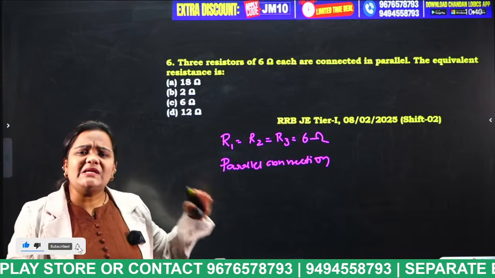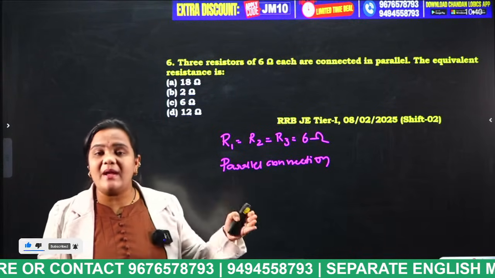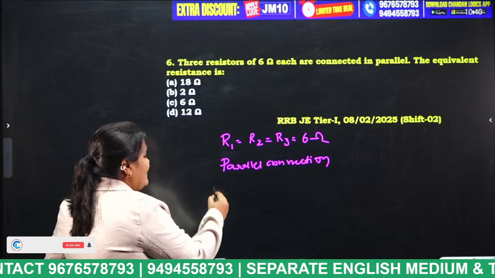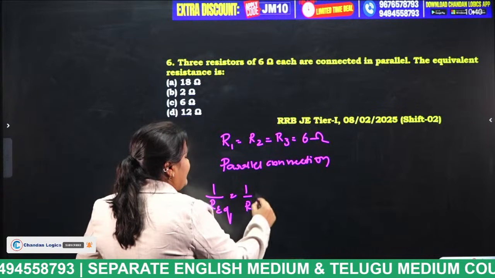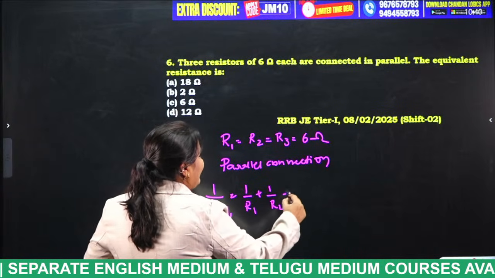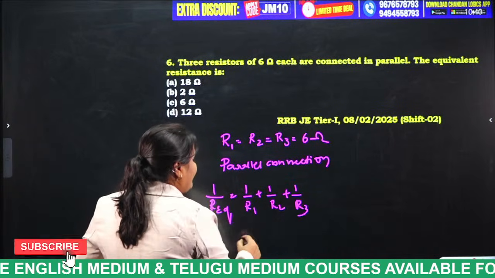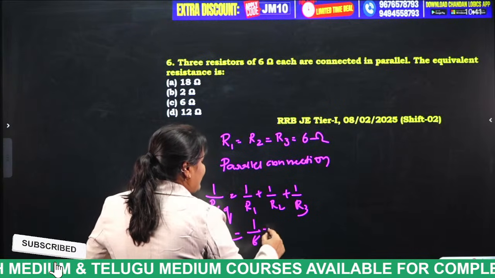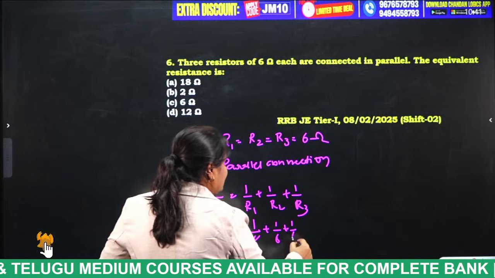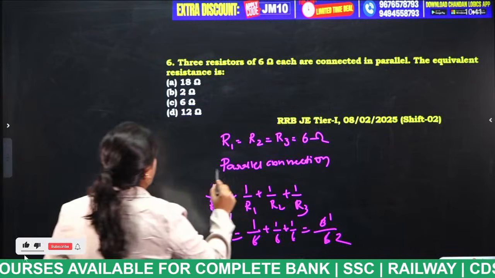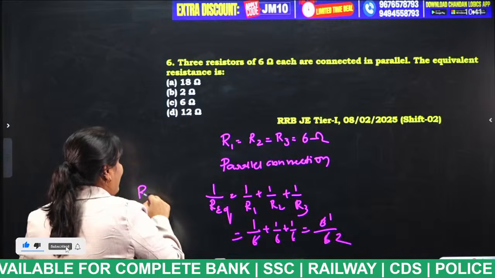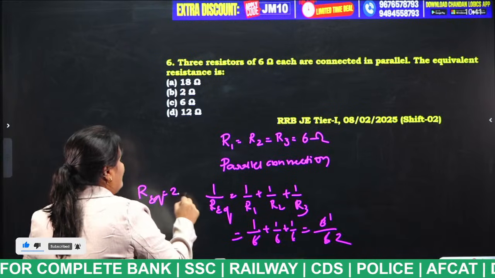So what is the equivalent resistance formula in parallel connection, students? 1 by R equivalent is equal to 1 by R1 plus 1 by R2 plus 1 by R3. So if you solve it, what will you get? 1 by 6 plus 1 by 6 plus 1 by 6, that is equal to 3 by 6, 1 by 2. So what is the answer, students? R equivalent is equal to 2 ohms.